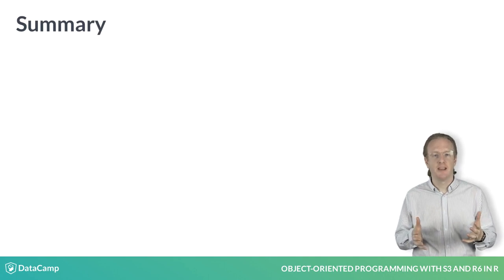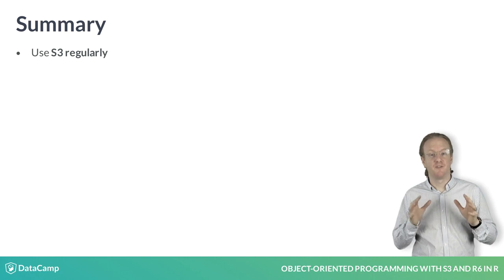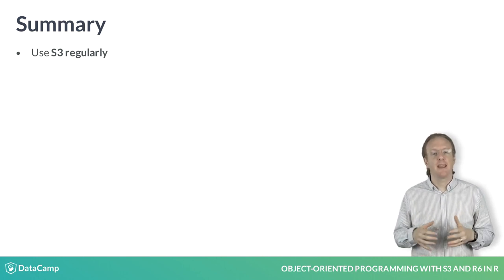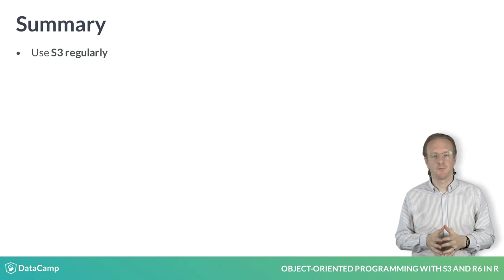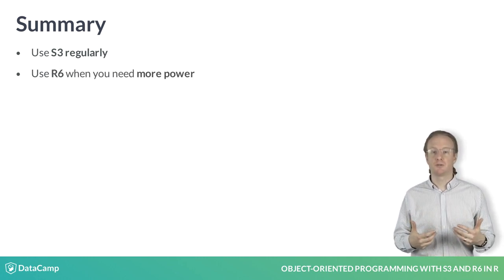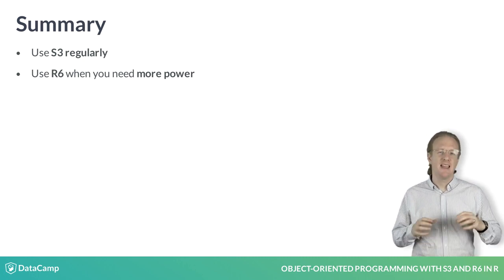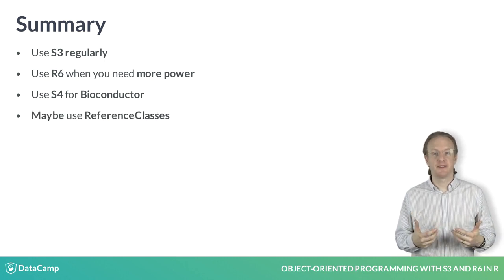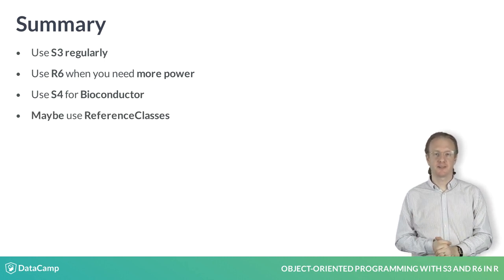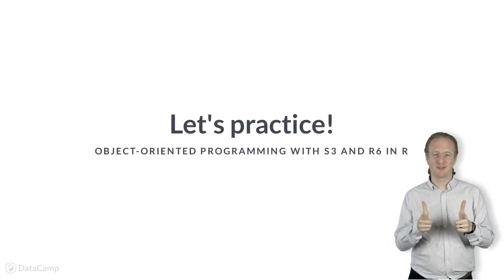To summarize, if you want to work with object-oriented programming, S3 is the first thing that you should learn. It covers most of what you need for day-to-day data analysis. For the occasions where you need something more powerful, use R6. If you work with Bioconductor packages, learn S4 as well. And finally, if you have some spare time, learn reference classes. Now, let's try some examples.